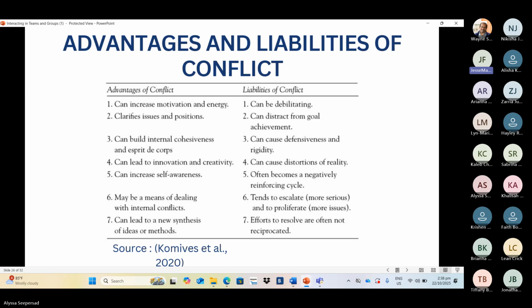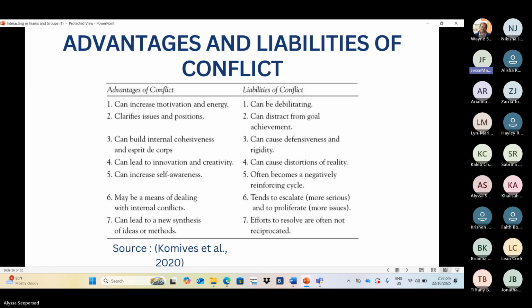It can cause defensiveness and rigidity, so individuals may stop listening and refuse to compromise. It can cause distortions of reality, meaning the high emotions and tensions that come with conflict can make members misunderstand or exaggerate issues.